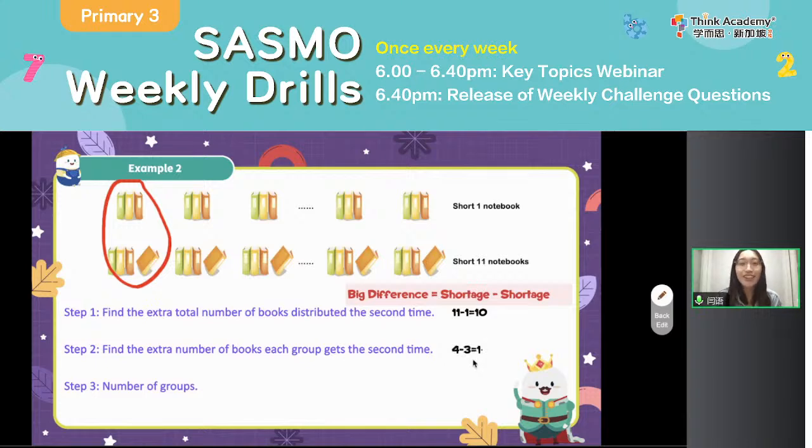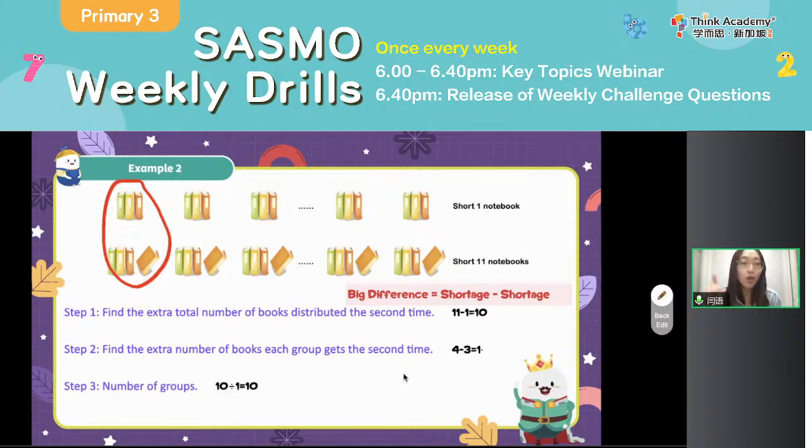Correct, okay? So here you see that in the second scenario, for every group, there is one more book. So what is the small difference? That is just one. So following this, could you please tell me how to figure out the number of groups? Yeah, what is the number of groups? Do you still remember the gap? Correct, that is the big difference, and then divided by the small difference, right? So you can get that actually there are 10 groups.